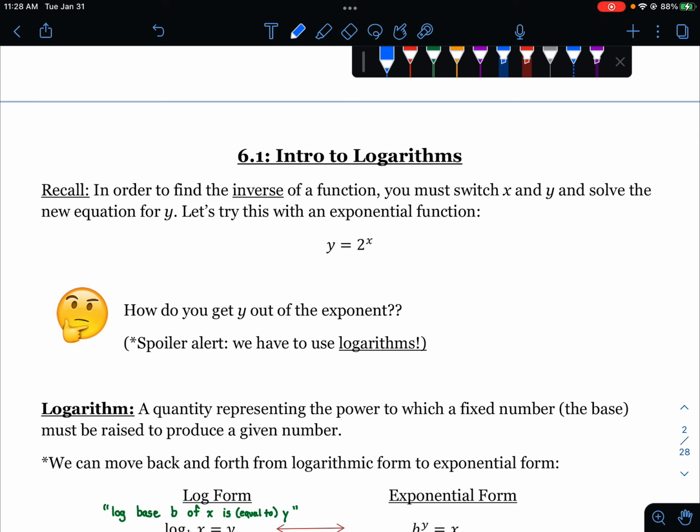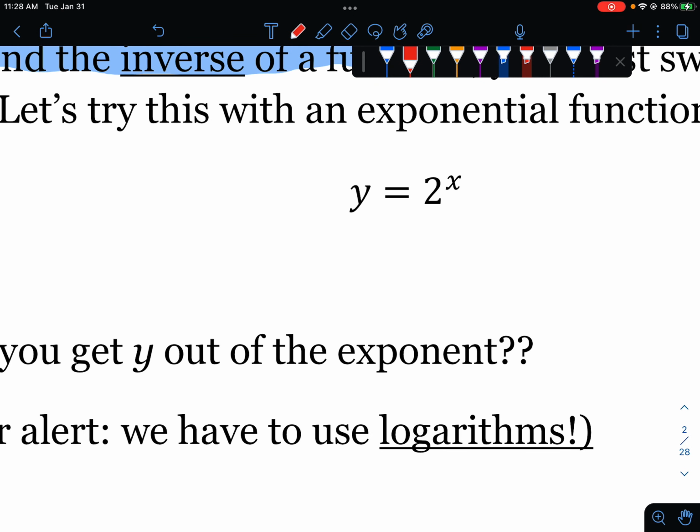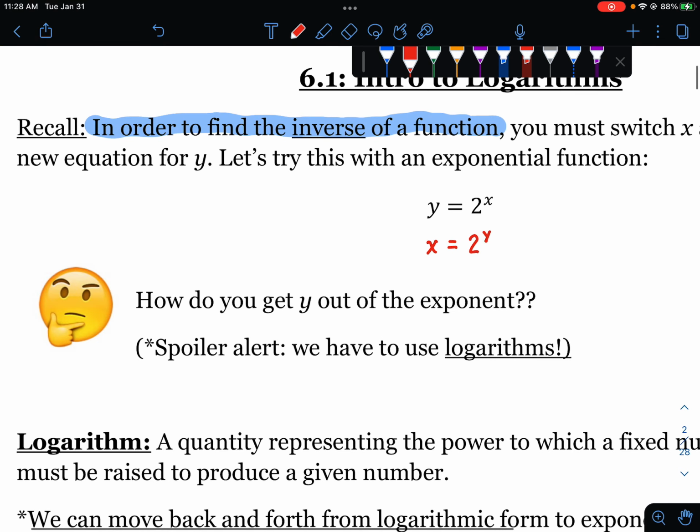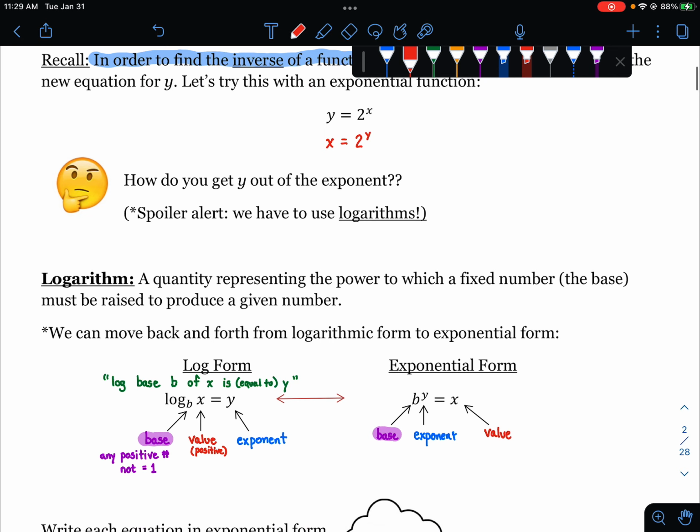And if you look at this first recall statement, we're talking about inverses, right? And normally when we do inverses, we switch the x and the y's, and then we solve for y. Now the problem here is we don't have an operation that can get y out of that exponent, all right? So we have to introduce logarithms, and logarithms will enable us to solve for exponents. So let's first talk about logarithmic form.